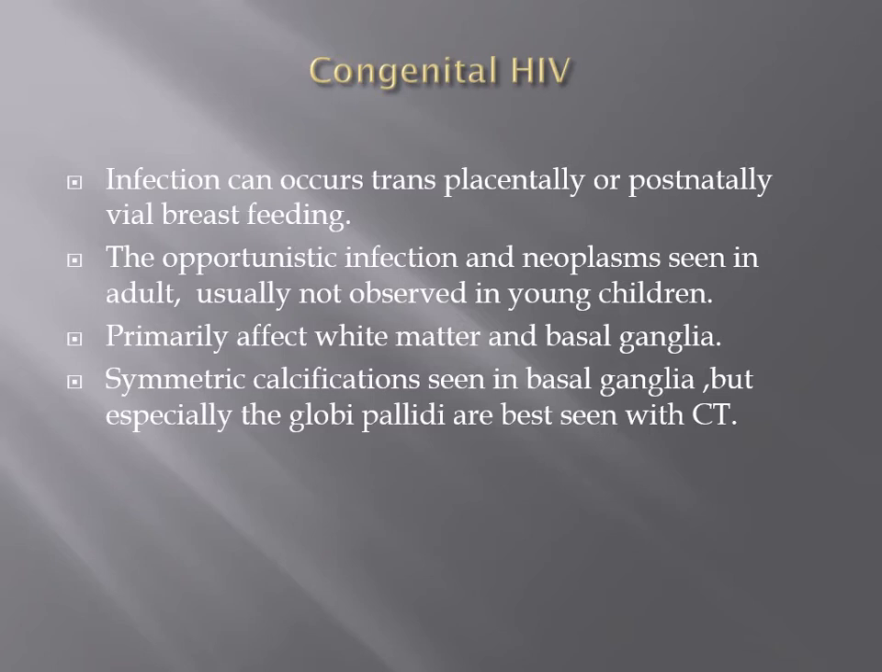Congenital HIV infection can occur transplacentally or postnatally via breast feeding. The opportunistic infections and neoplasms seen in adults are usually not observed in young children. It primarily affects white matter and basal ganglia. Symmetric calcifications are seen in the basal ganglia, especially the globi pallidi, and are best seen with CT scan.